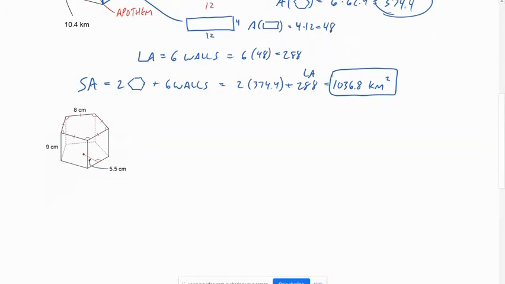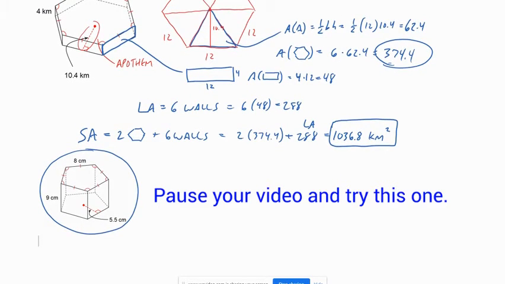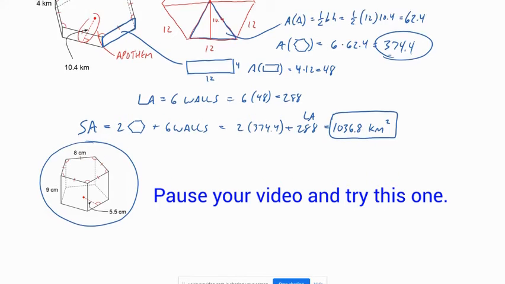Now I'd like you to pause your video and try this problem on your own. Follow the same steps that we did in the previous example. The only difference is that the base of this figure is a pentagon, so we're going to have 5 triangles instead of 6, and 5 walls instead of 6. So go ahead and see if you can find the area of the top and the bottom, and then the area of the 5 walls, and add them all up. When you're ready to check your answer, go ahead and press play.